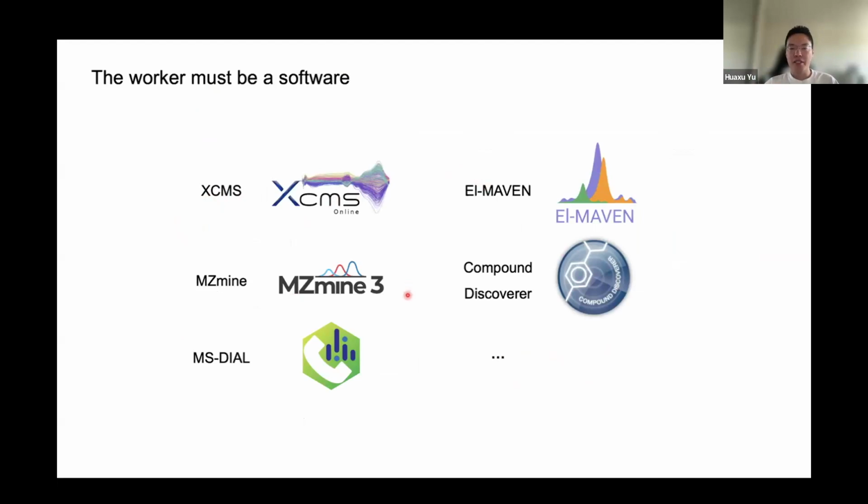XCMS, MZmine, now MZmine 3 has very good functionalities, and MS-DIAL also is now MS-DIAL 5.0. And we have MAVEN. Also, we have some vendor software. Of course, this software is not free, like Compound Discoverer from Thermo. And also there are a lot of other software that don't have a user interface. They are Python packages like Sari. In the past, I think we invited the Sari author to introduce that software too. That is also a Python package to process metabolomics data.